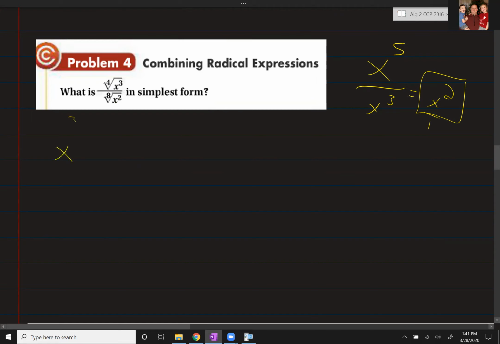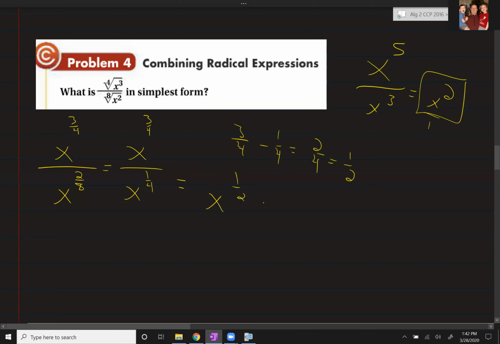So it becomes x to the 3/4 over x to the 2/8. Well, 2/8 can be reduced, so let's do that first. 3/4, and that becomes 1/4. Over here I did 5 minus 3, so now I'm thinking about what's 3/4 minus 1/4. Give you common denominators here, because I know that's a little bit new. I have to do a lot of changing around, so it becomes 2/4. 2/4 becomes 1/2. That means your final answer is x to the 1/2 power.